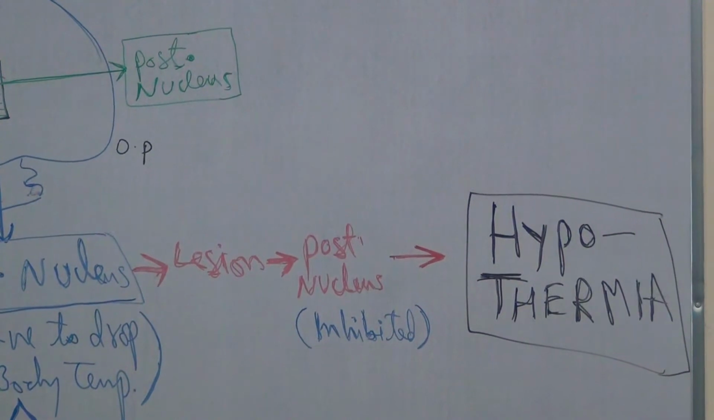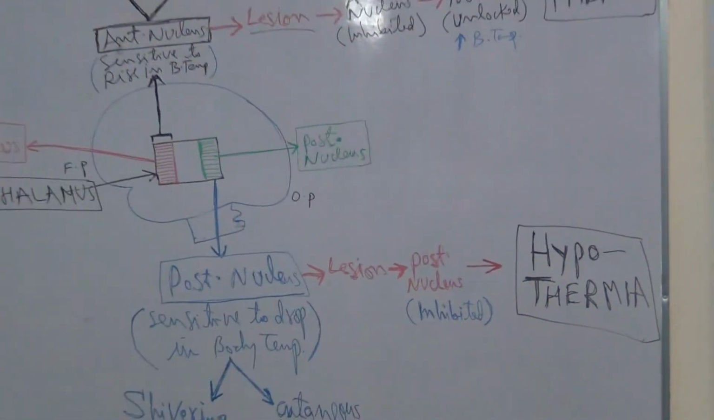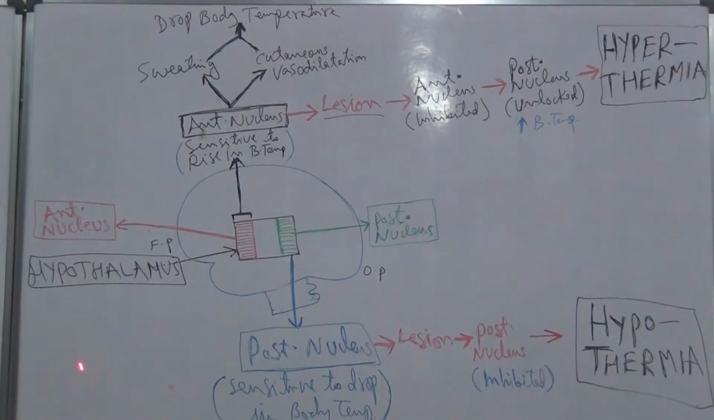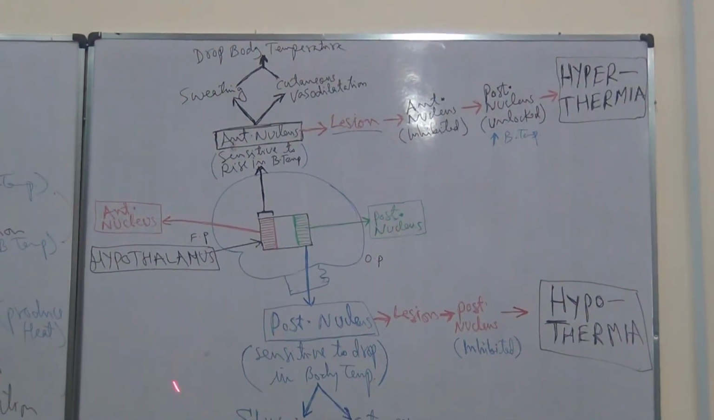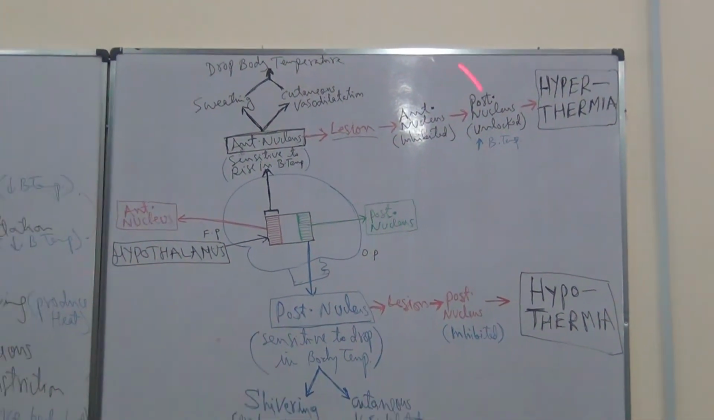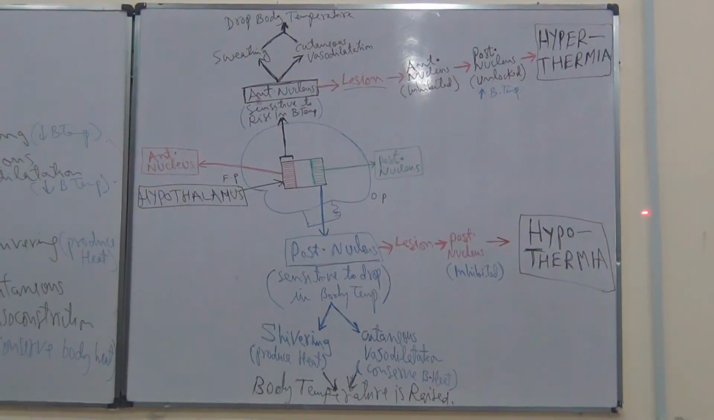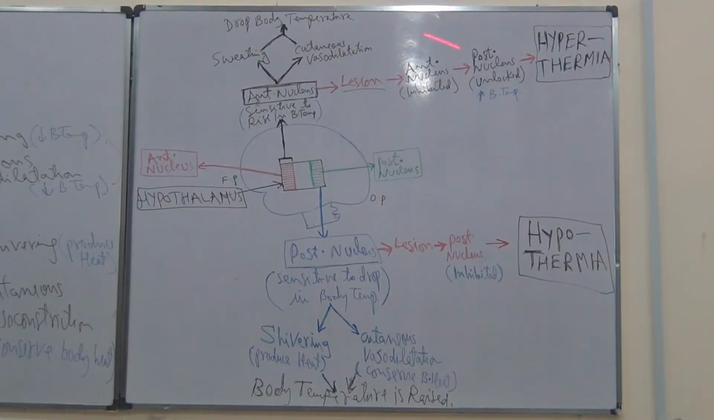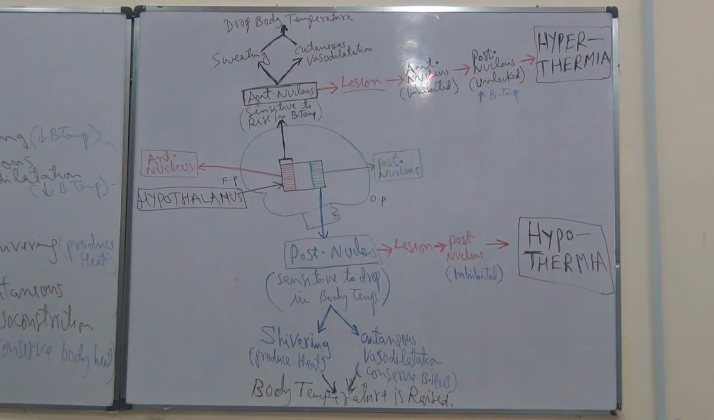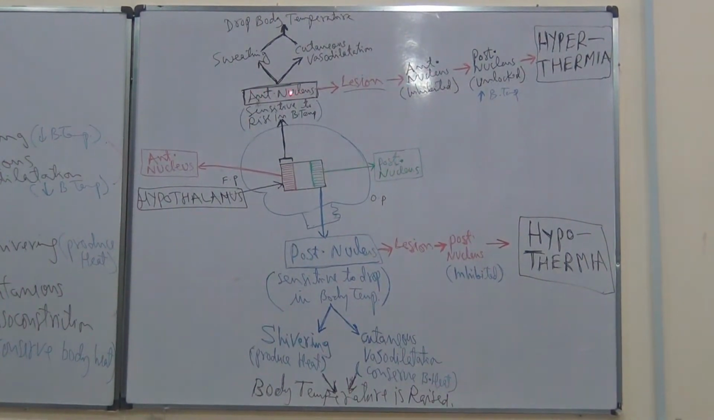So this is just a summary of temperature regulation. By this simple diagram, you can save your time and you can easily understand how the body temperature is controlled and what occurs in the effects of lesions of the anterior nucleus and posterior nucleus.